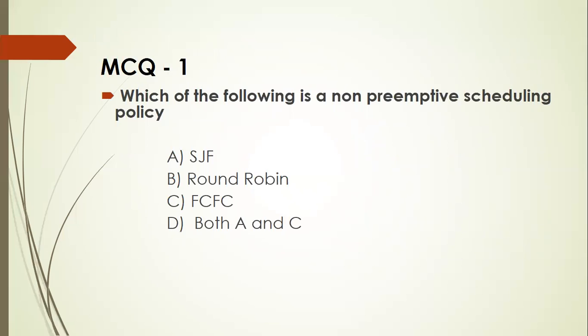I framed some interesting multiple choice questions on today's class. Which of the following is a non-preemptive scheduling policy? Shortest job first, round robin, first come first serve, or both A and C. Shortest job first and first come first serve are examples of non-preemptive, whereas round robin is an example of preemptive. The correct answer is both A and C.